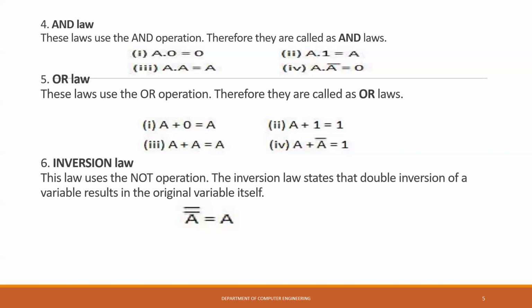Now, the sixth Boolean law is the inversion law. This law uses the NOT operation. That's why it is called the inversion function or inversion law. The inversion law states that double inversion of a given variable results in the original variable itself. That's why A double bar is equal to the original variable A.